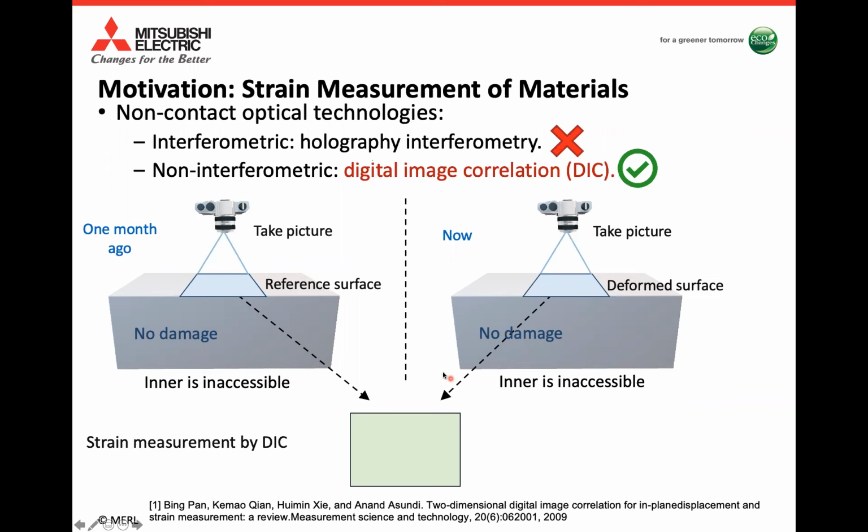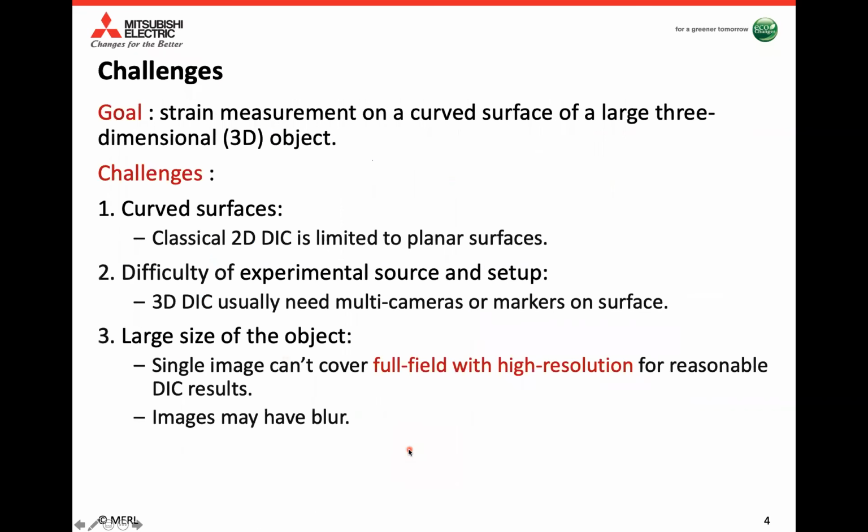If there's no damage, then the strain measurement will be uniform. If there's some damaged part, the strain measurement will have some big deviation, like the yellow region. Our target scenarios are a curved surface of a large three-dimensional object. To use DIC, there are mainly three challenges.